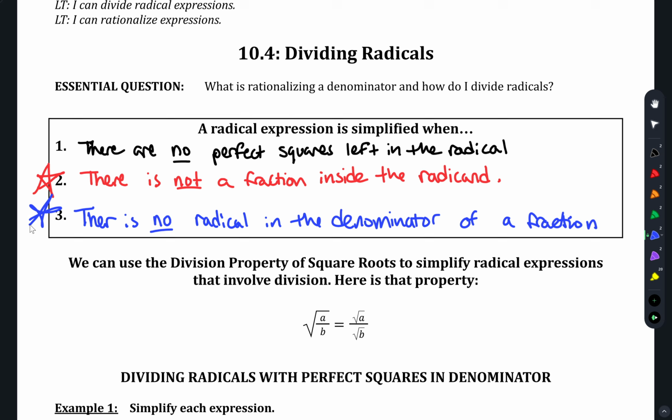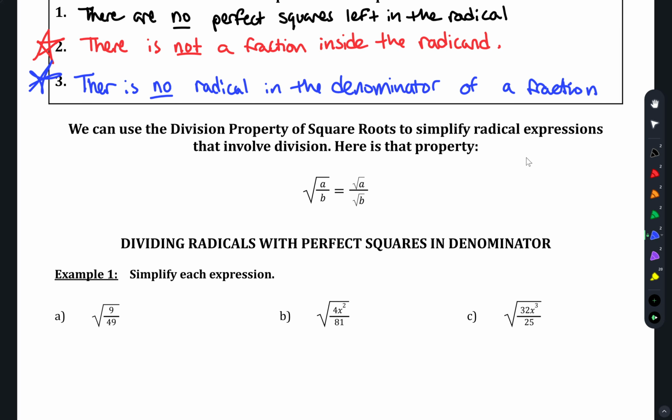Okay. The way that these notes are set up is that they are in order of the steps that you should do when we see division problems with our radicals. All of these things we're going to do are division problems. The first thing that we can do with a division problem is this division property of square roots. This is also in your note on your blue sheet.